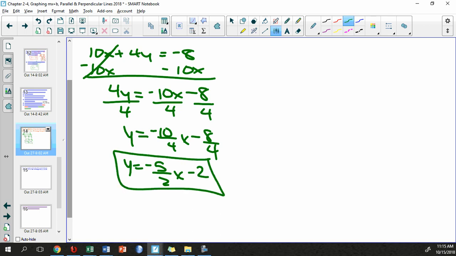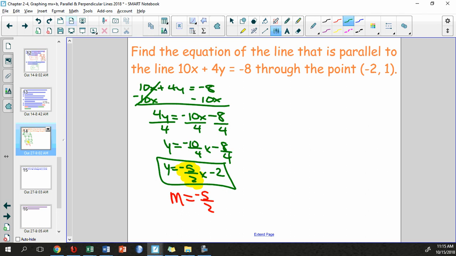And what's negative 8 over 4 reduced down to? Okay, this is my equation. What do I need out of there? I need the slope out of there. So this is my slope, and that's what I need out. My slope is negative 5 over 2. Why do I need that? Because I need to find the parallel slope. What is my parallel slope to negative 5 over 2? Negative 5 over 2 still. And this time we're going to use the point that they gave us.